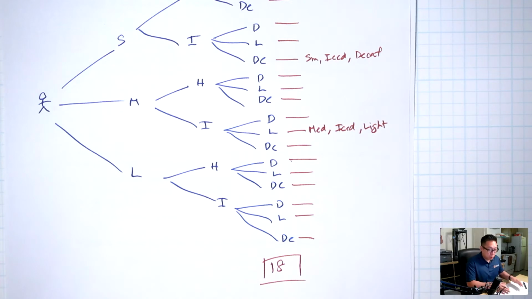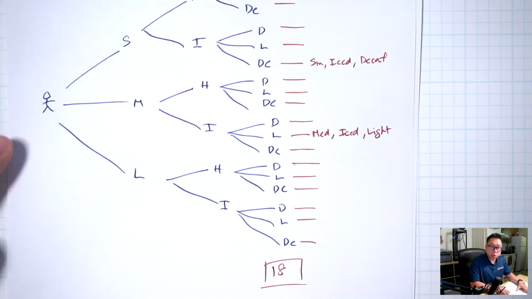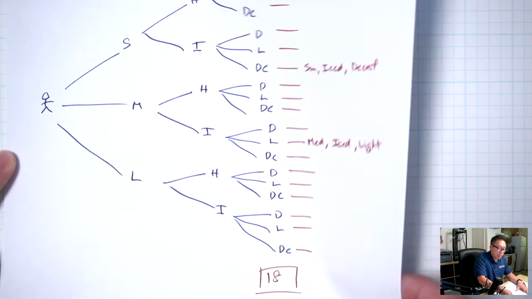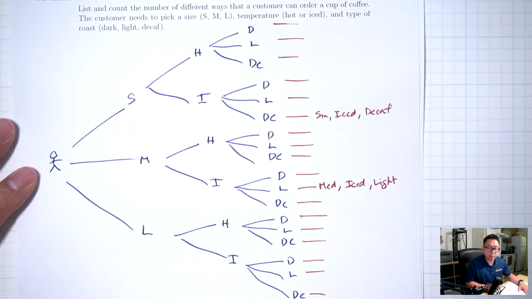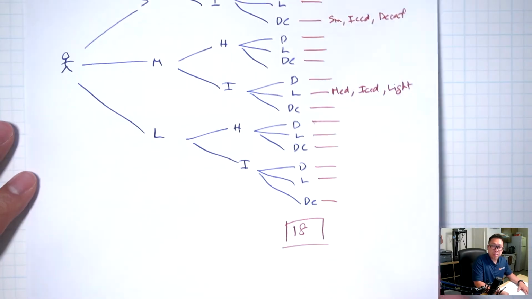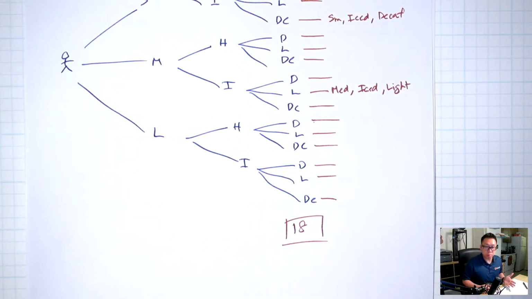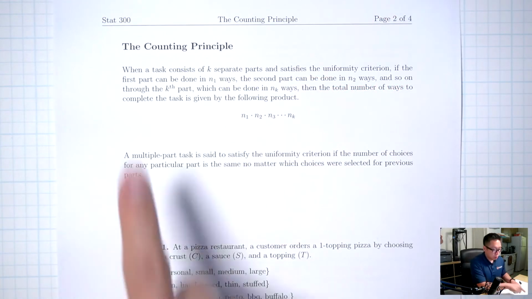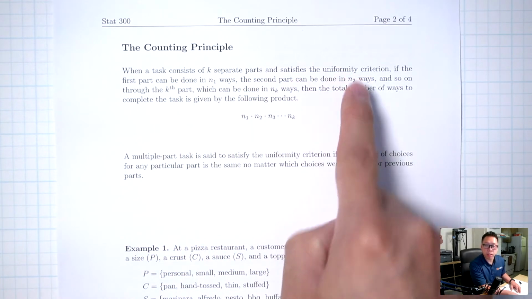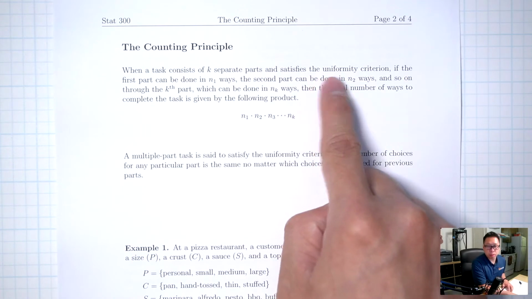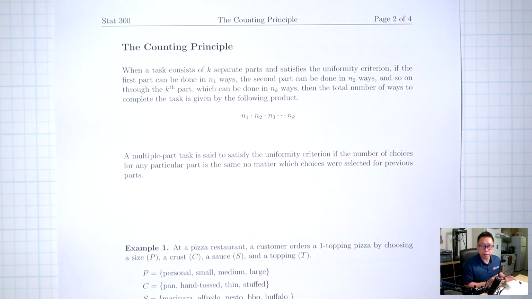Now, that was a little annoying to have to draw this picture. So the question is, is there another way that I can get to this 18 without having to list out all the possibilities? And the answer is yes. And we're going to use what's called the counting principle. The counting principle says, when a task consists of k separate parts and satisfies the uniformity criterion. So for now, don't worry about the uniformity criterion. I'll explain what that is a little bit later.